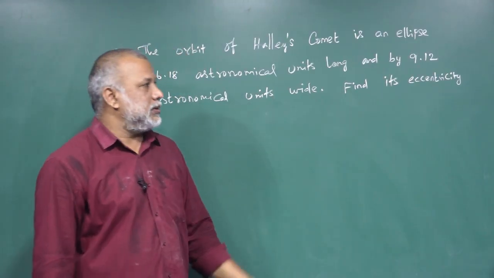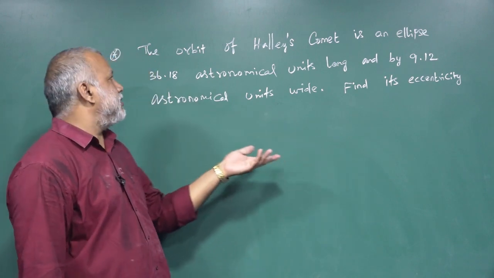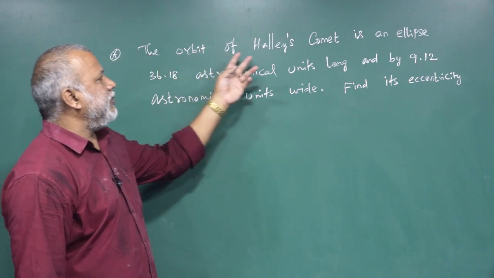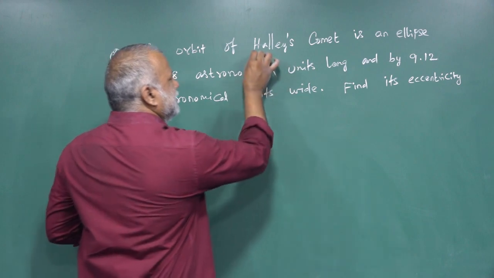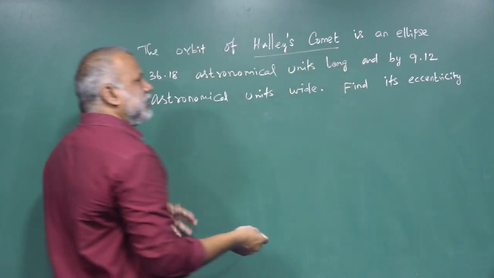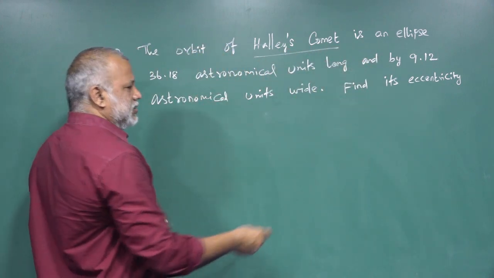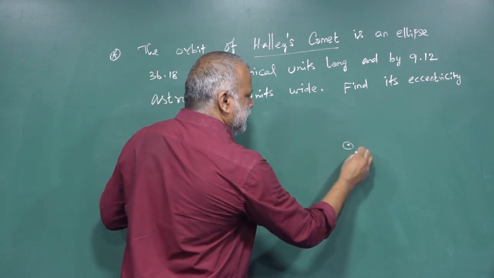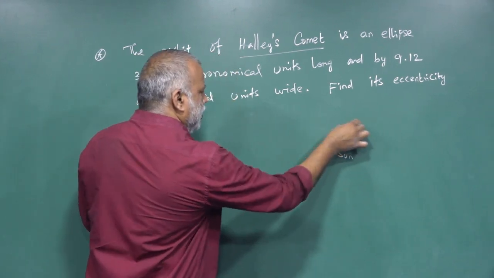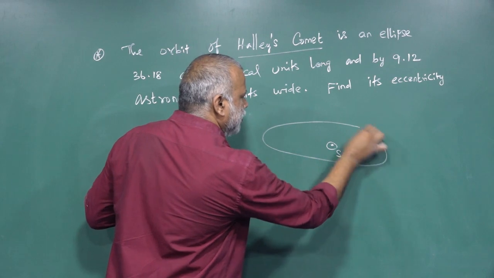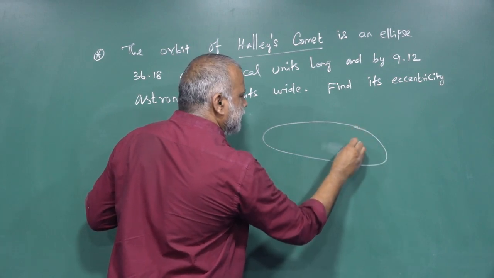Listen students, this is the same model. Again one more application sum: the orbit of Halley's comet. One comet is revolving around the sun. See, the sun is here. One comet is revolving around the sun in an elliptical orbit.